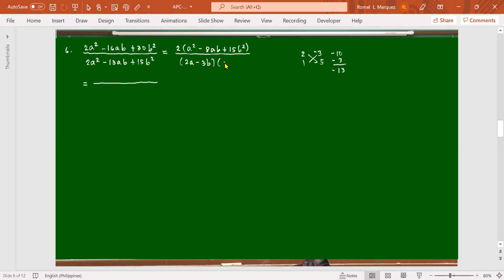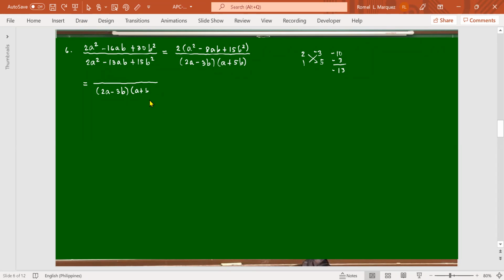Then a plus 5b. Okay? What about a squared minus 8ab plus 15b squared? What is the factored form of that? Quantity of a minus 3b multiplied by quantity of a minus 5b. So a plus 5b, then the other factor is a plus, minus, sorry. A minus 3b times a minus 5b.